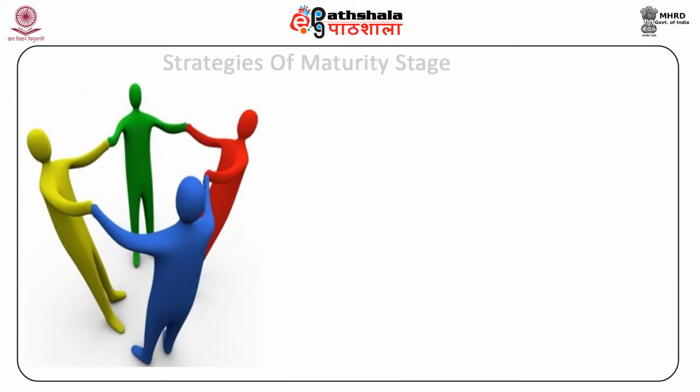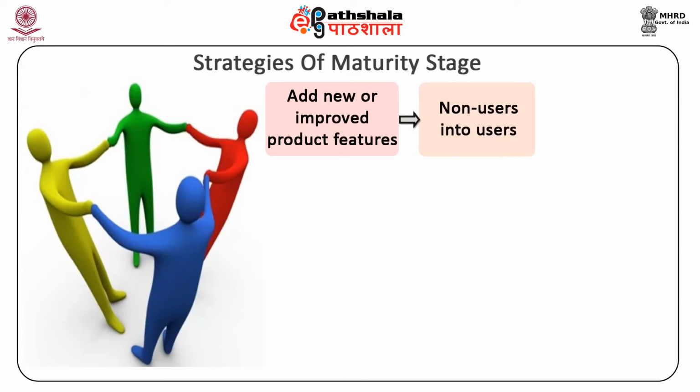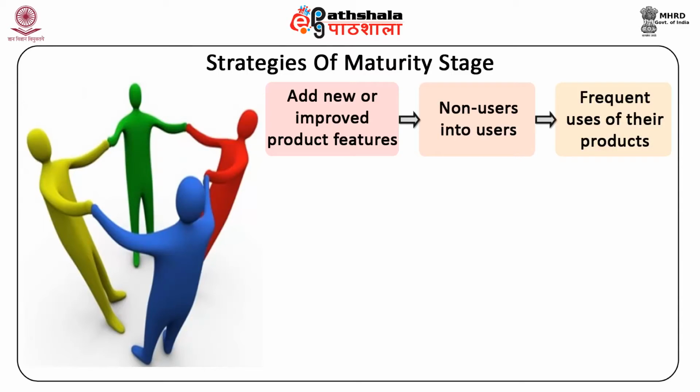In order to sustain the sales at a constant level, the company might have to add new or improved product features to differentiate their product from that of the competitors. Next, they will have to convert non users into users. For example, try to encourage non coffee drinkers to drink coffee. Next, they can suggest frequent use of their products. For example, a shampoo company tries to introduce frequent use of shampoo to have nice, silky and glowing hair.